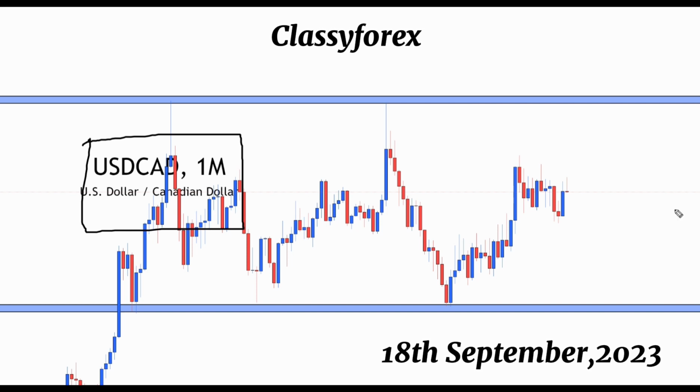Alright, so our technical analysis today is on USD CAD. Let's dive into it. Now USD CAD, I have my monthly upper zone and then my monthly lower zone here as well. Now if you look closely at the monthly time frame, we are seeing a strong level of buy pressure on this monthly support level.